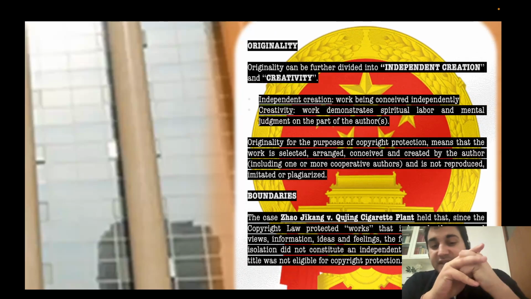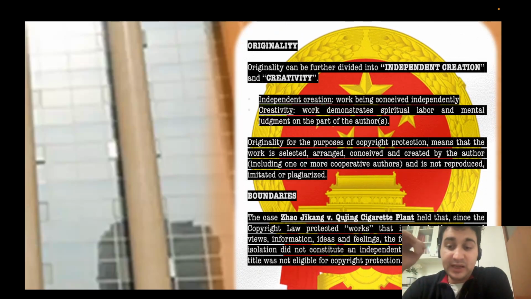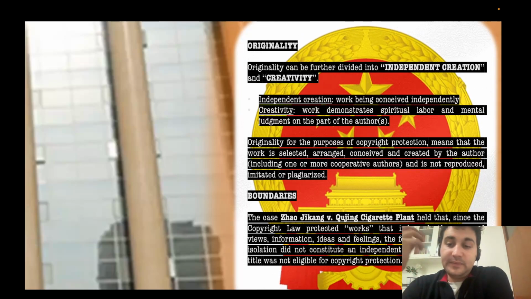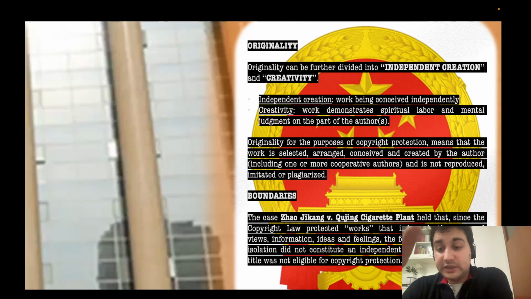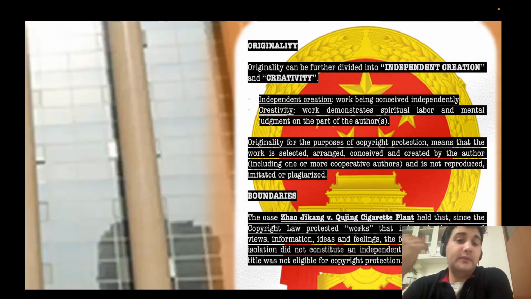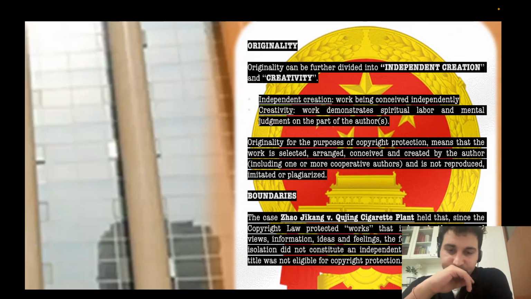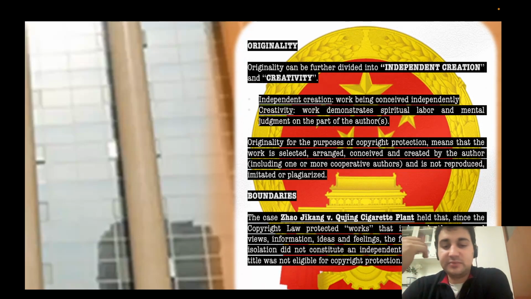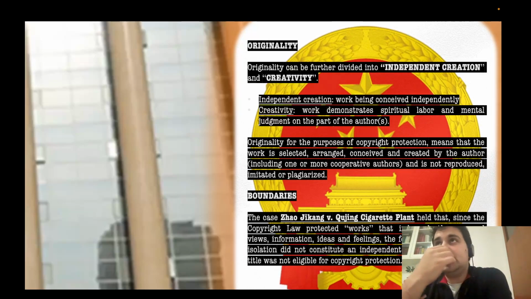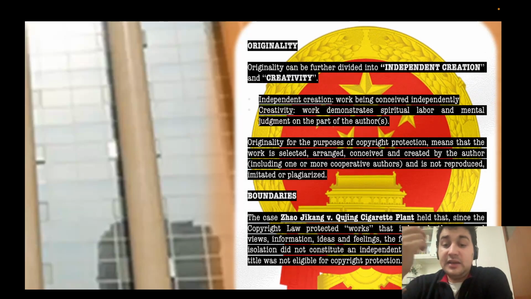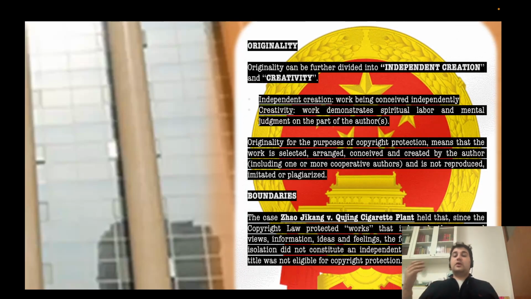An important case is Chao Qingkang versus Chongqing Cigarette Plant, in which it is said that the Chinese copyright law protects works that independently convey views, information, ideas, and feelings, and that few words on a title, few words isolated on a design or anything could not constitute an independent original work, and hence this one is not eligible for copyright protection.